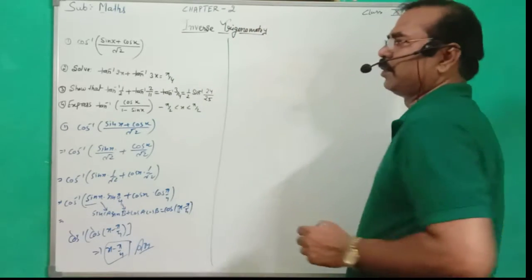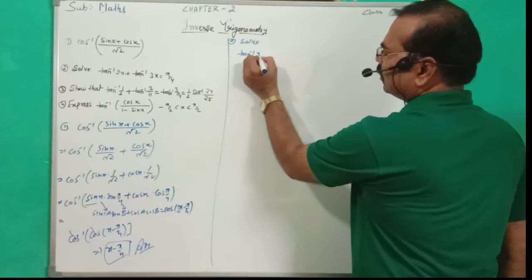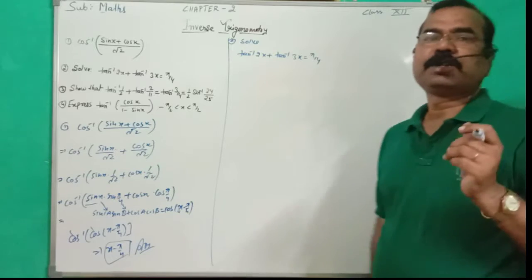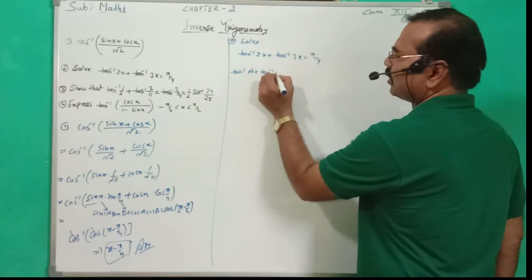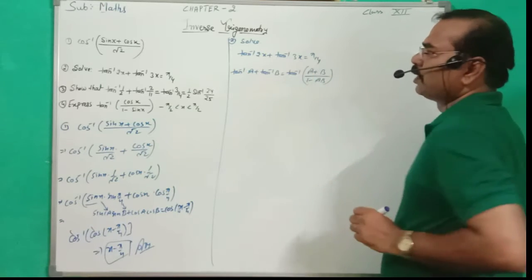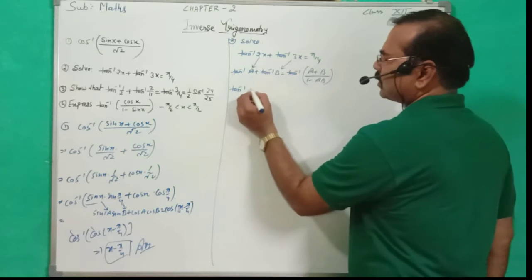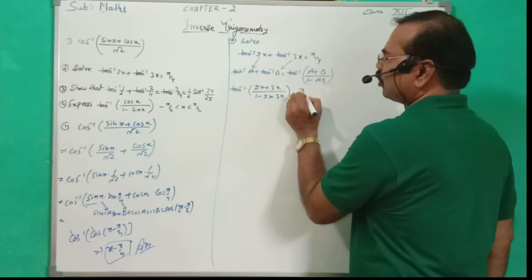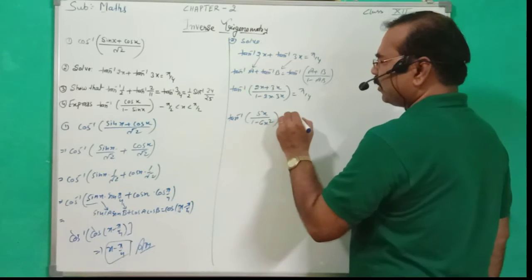That is the first question we discussed. Now the second question is to solve tan inverse 2x plus tan inverse 3x is equal to pi by 4. Students, you know the property of tan inverse A plus tan inverse B, that is tan inverse of (A plus B) upon (1 minus AB). Now we apply that the value of A is 2x and the value of B is 3x. So we can write tan inverse of (2x plus 3x) upon (1 minus 2x into 3x) is equal to pi by 4. That is tan inverse of 5x upon (1 minus 6x square), equal to pi by 4.